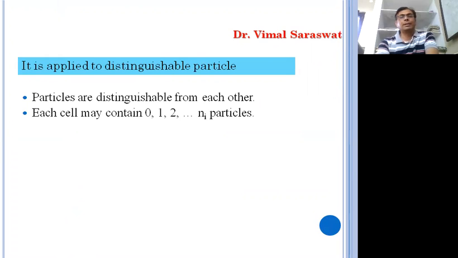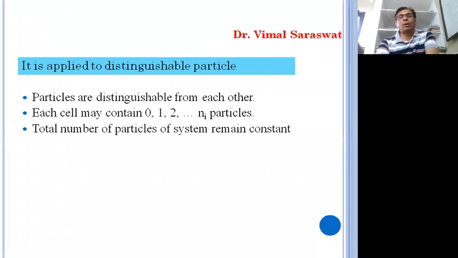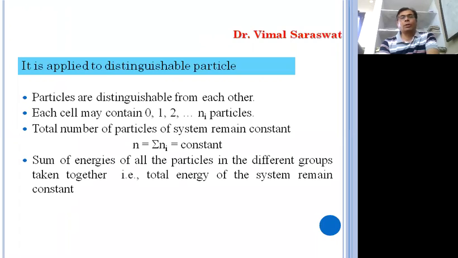Each cell may contain 0, 1 to Ni particles. The total number of particles of the system remains constant, it means N is constant. The sum of energies of all the particles in the different groups taken together, that is the total energy of the system, remains constant. So E equals a constant. So particles are distinguishable, there is no limit on the number of particles, the total number of particles remains constant, and the total energy of the system remains constant.